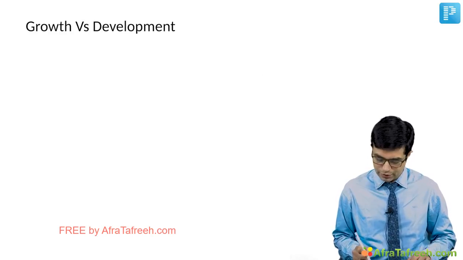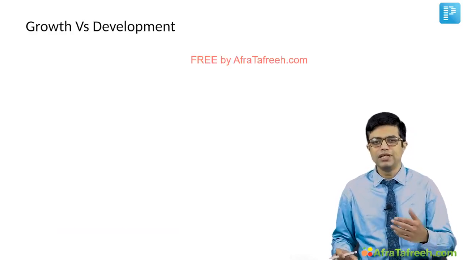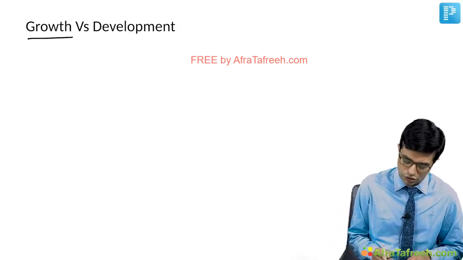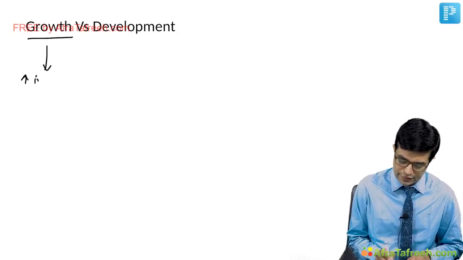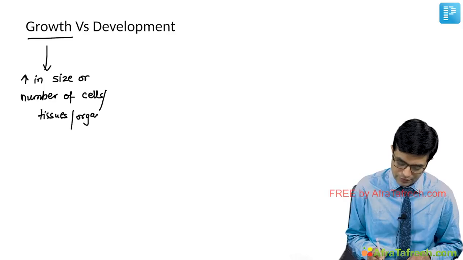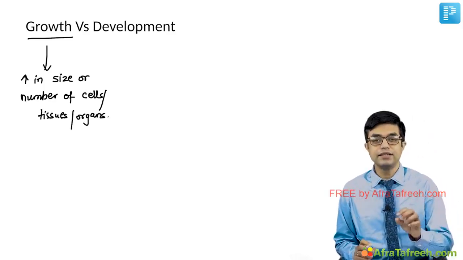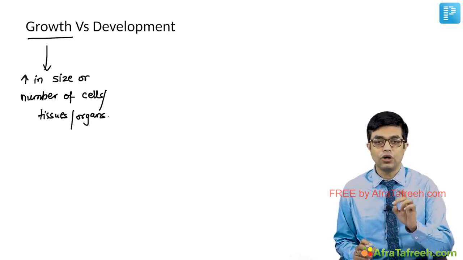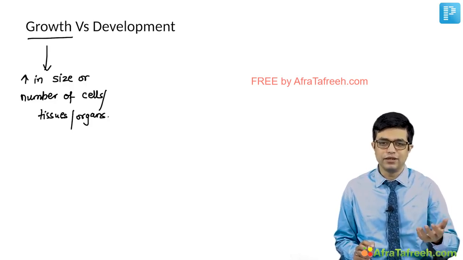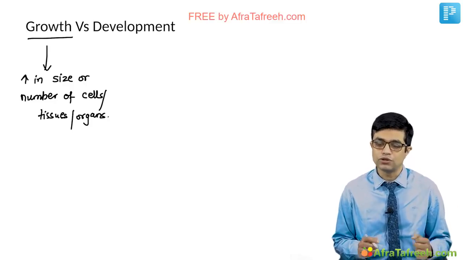Now, what is growth and what is development? You know that growth and development are normally talked about in the same breath, but they are not the same. What is growth? Growth refers to increase in the size or number of cells or tissues or even organ systems. So whenever there is increase in the size or number of cells or organs or tissues, we call it growth. So only the numerical increase or the mass increase of a particular organ system is called growth.